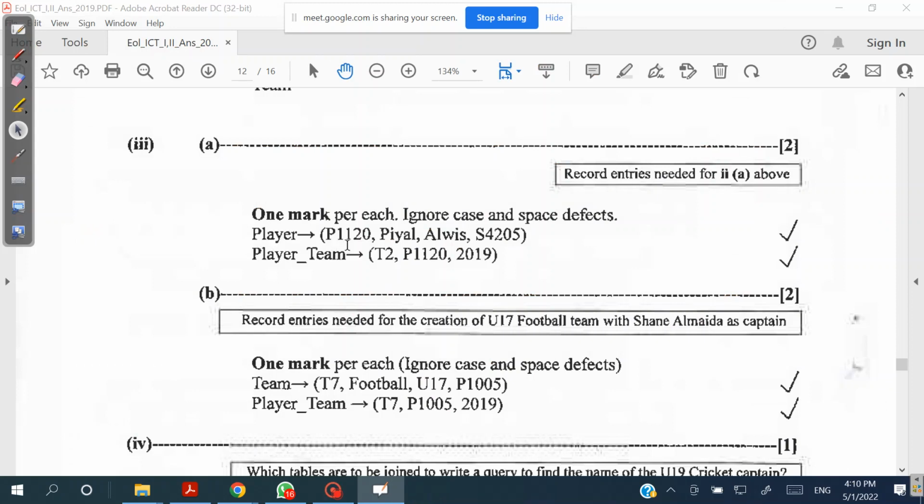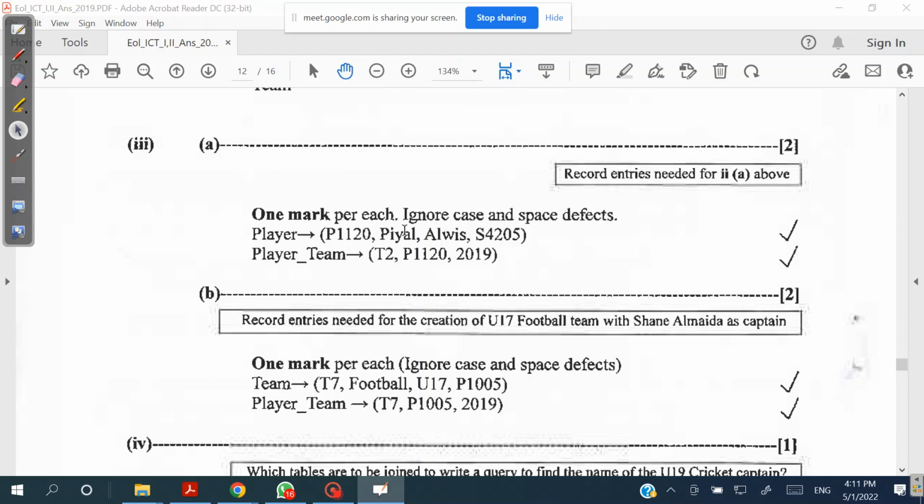Player P1120 PL Alvis S4205, that should be one entry. And for player team, it's T2. He's going to join, and the player ID is P1120, 2019. So 2 marks for the two records.